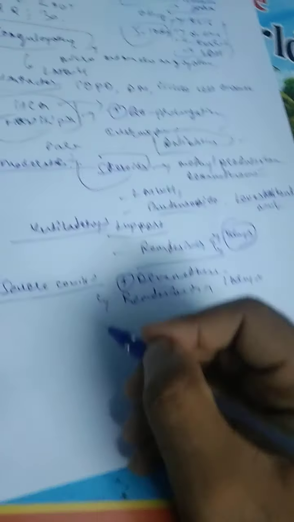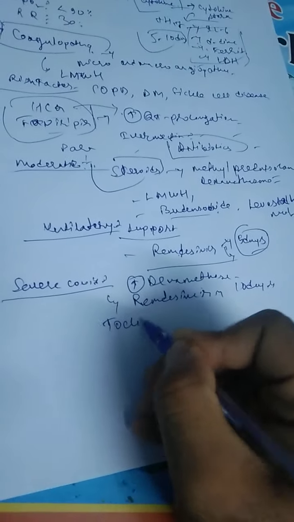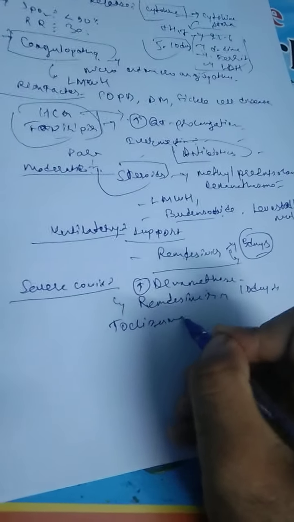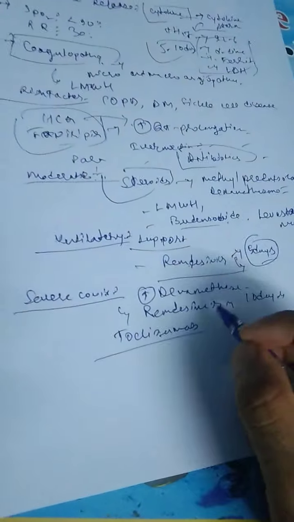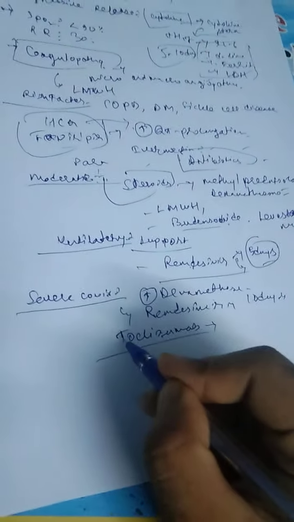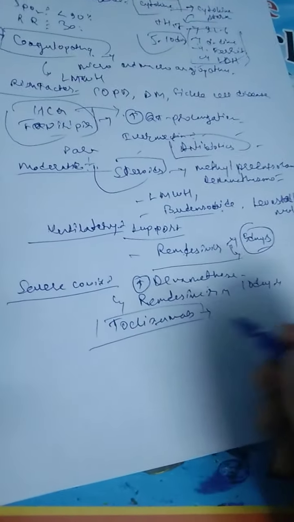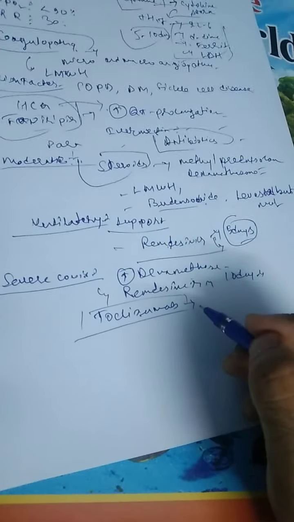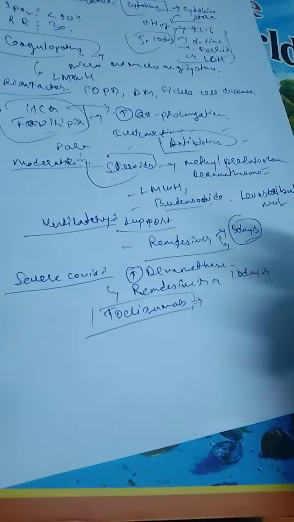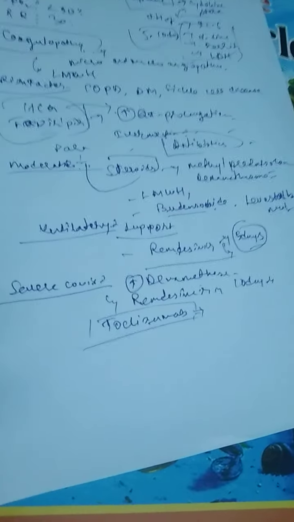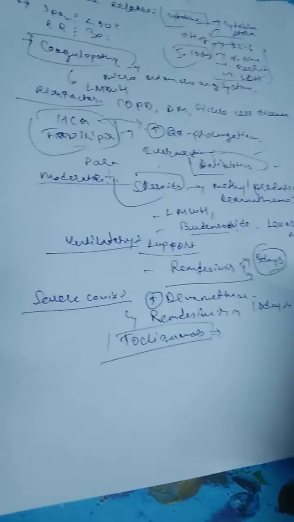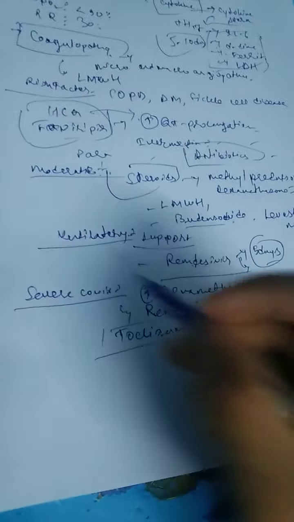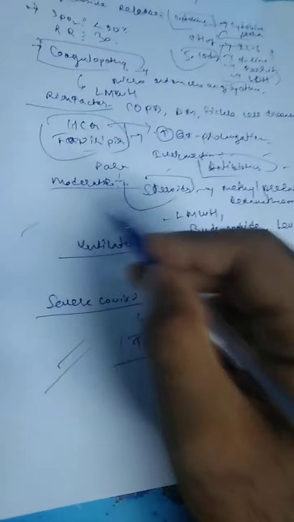Okay, and we can try tocilizumab also. This is for the cytokine storm. There is not much evidence yet, but some studies have been done and seen that the drug tocilizumab has a good benefit, but it is still going on. So let's see. And the patient should have ventilator support in every case.